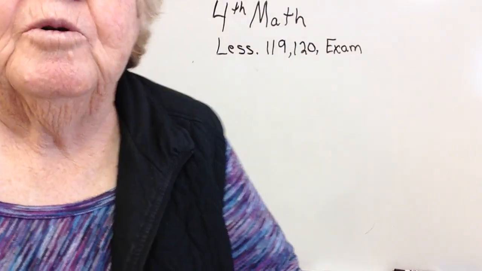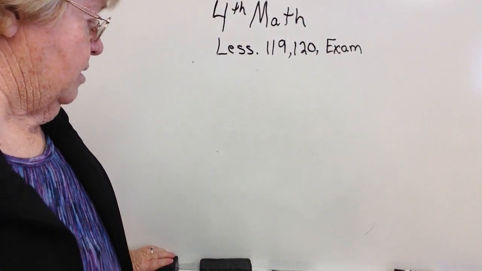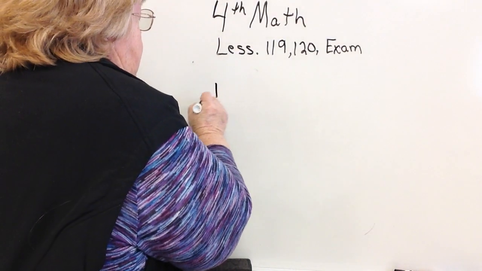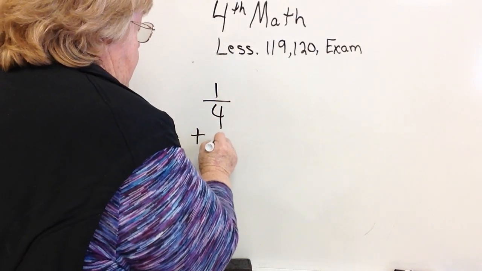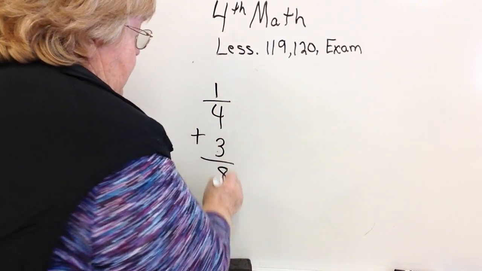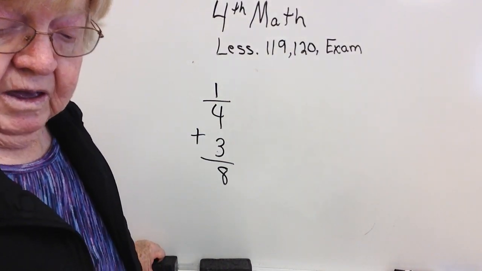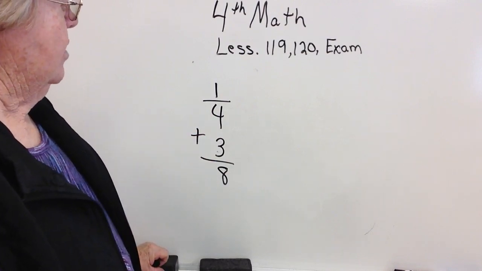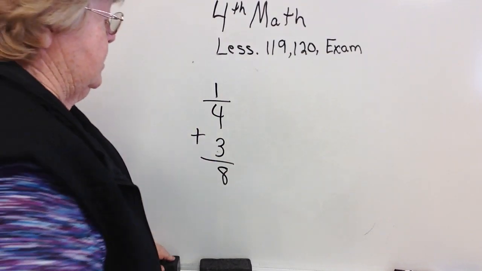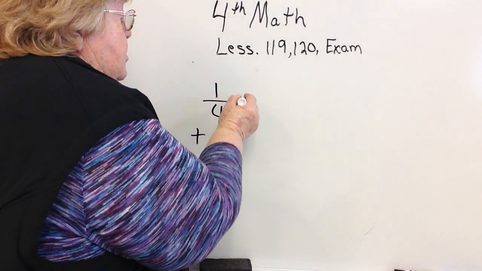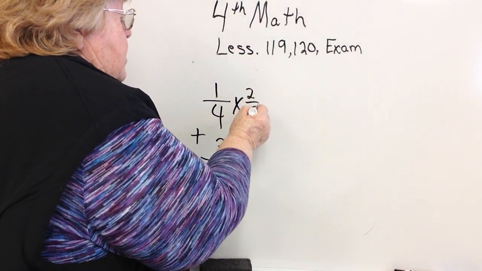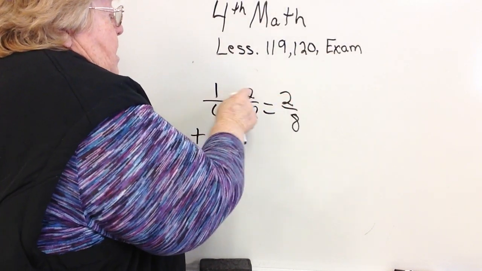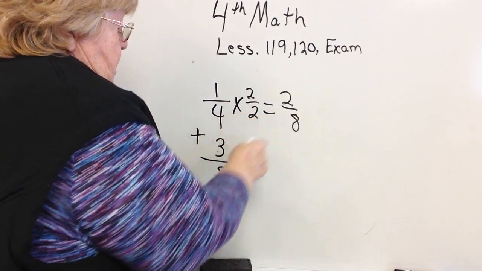I'm going to try to do it on the board. I hope you can see it. 1/4 plus 3/8. We have to change these to have common denominators. That means they have to be the same. So we're going to change this one to 8ths. How are we going to do it? We're going to multiply by 2/2, and we get 2/8. 1 times 2 is 2, 4 times 2 is 8.